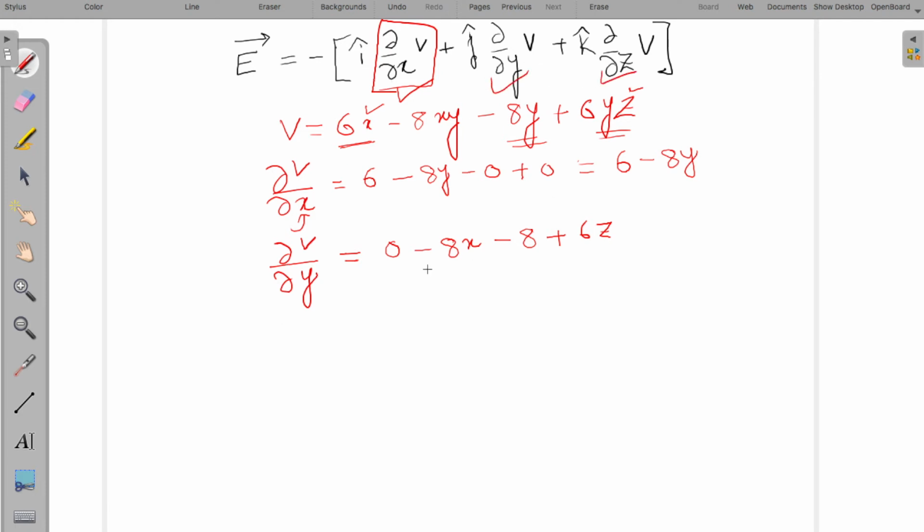Now this is done. Coming to the last part, del v over del z. Now we are taking the partial differentiation with respect to z. So the variables x and y are now constant. You see, this will become 0. The first term will become 0 because there is no z variable in the first term. Also there is no z variable in the second term.